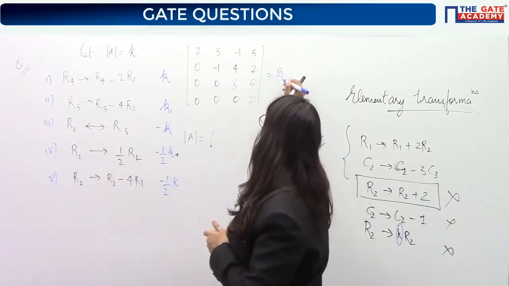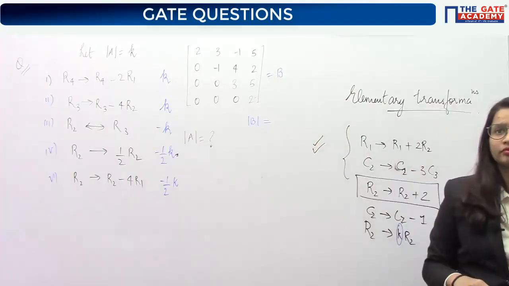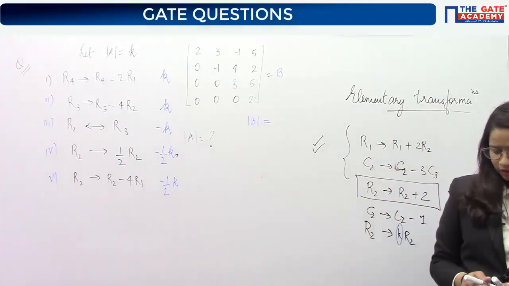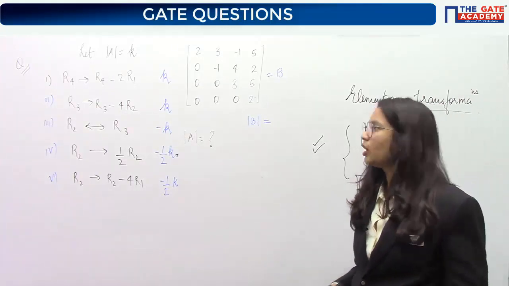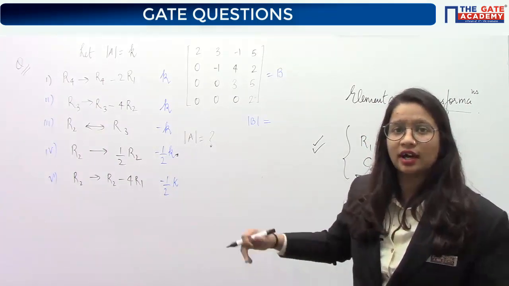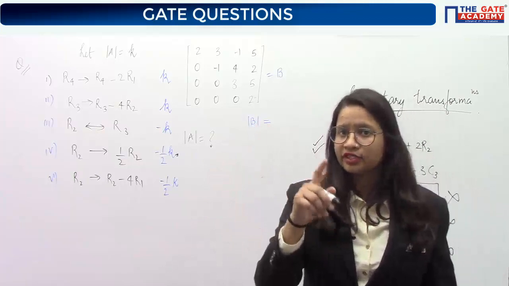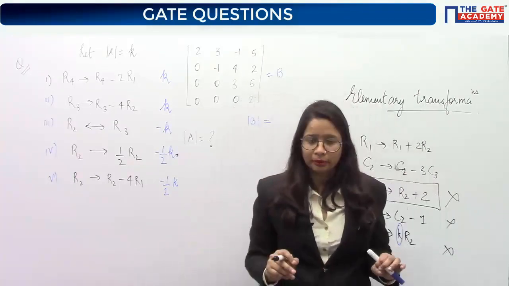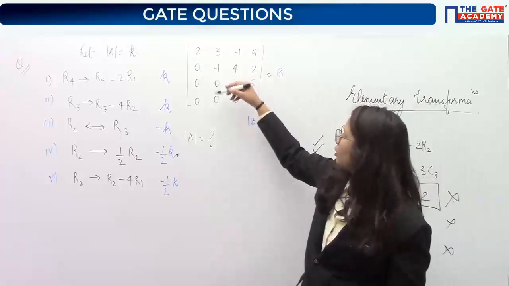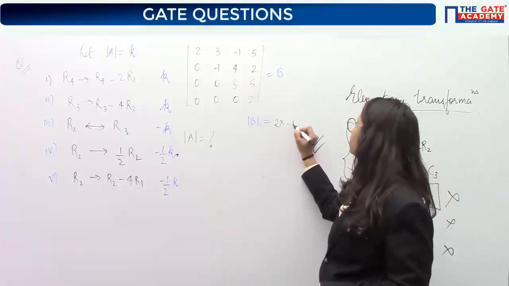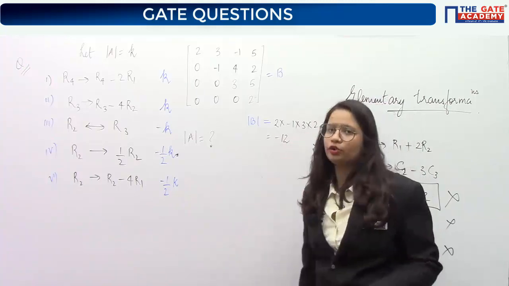Let's say this is the matrix B. What is the value of the determinant of B? -12. Yes, because it's a triangular matrix. It is an upper triangular matrix, and we have seen the property that if a matrix is triangular, the determinant is calculated just by multiplying the diagonal elements. So the determinant value will be 2 into -1 into 3 into 2, which is -12.